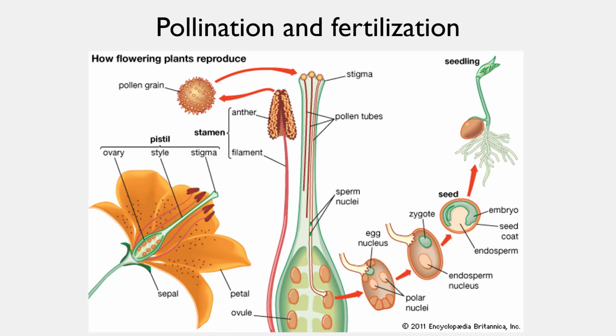Okay, here's another illustration of this. Here's our pollen tubes going down. We've got sperm nuclei going down to the egg nucleus, which then becomes a zygote, which then becomes a seed, and then becomes a seedling. And we'll get more into the zygotes and all of that next week.